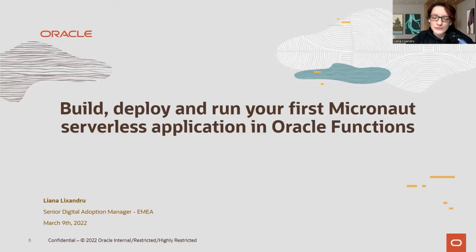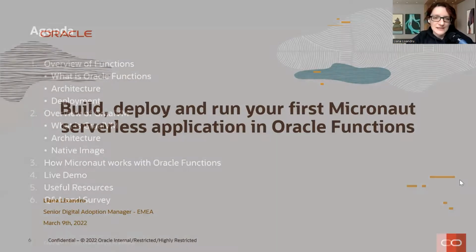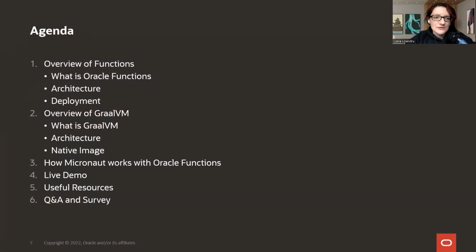So Violeta, if we could move to the agenda, please. Sure. Right. So we're going to look at what functions are, how they work, what GraalVM is and what its architecture is. Then we'll have a quick look at how Micronaut works with Oracle functions, and then I'll guide you through a live demo on one of our cloud accounts.